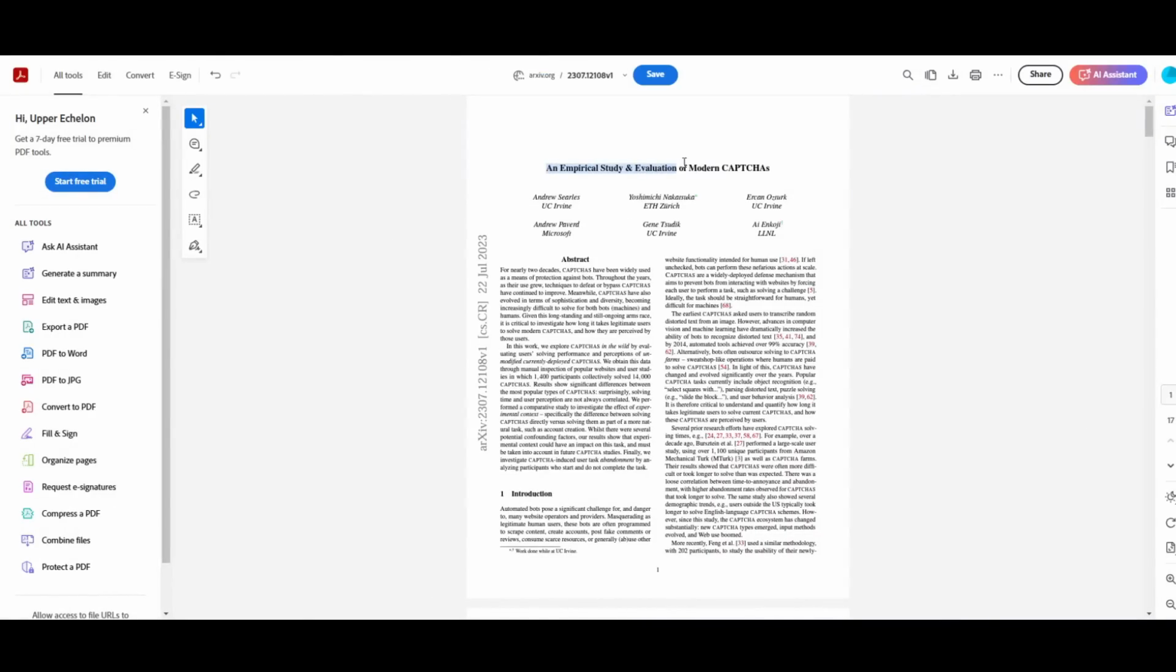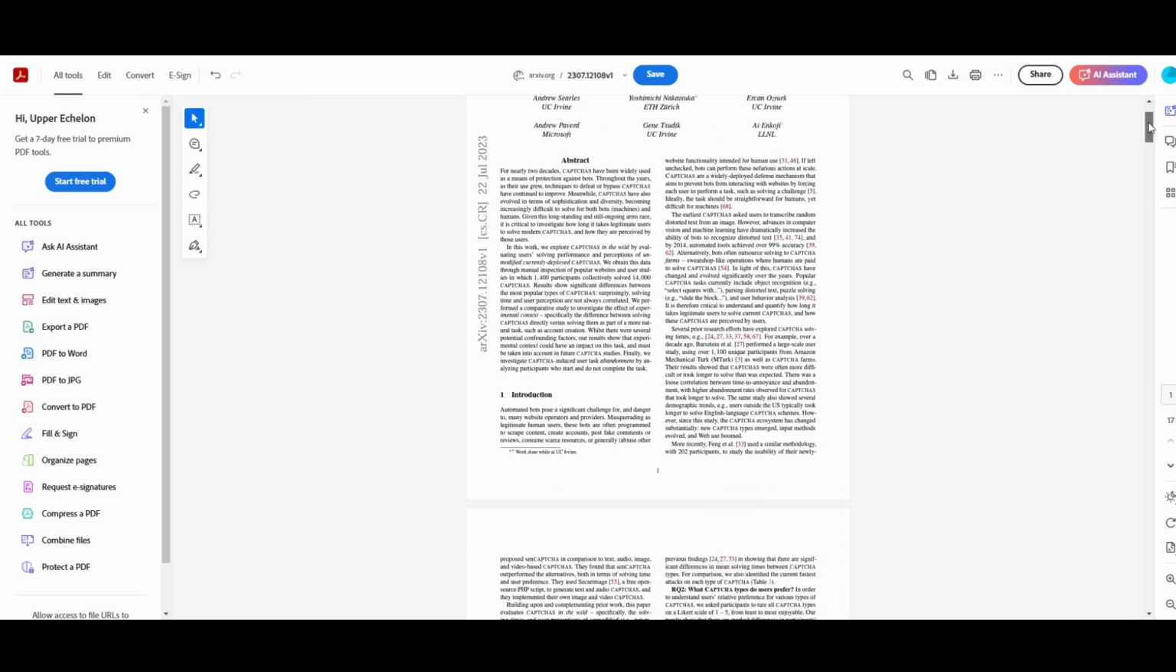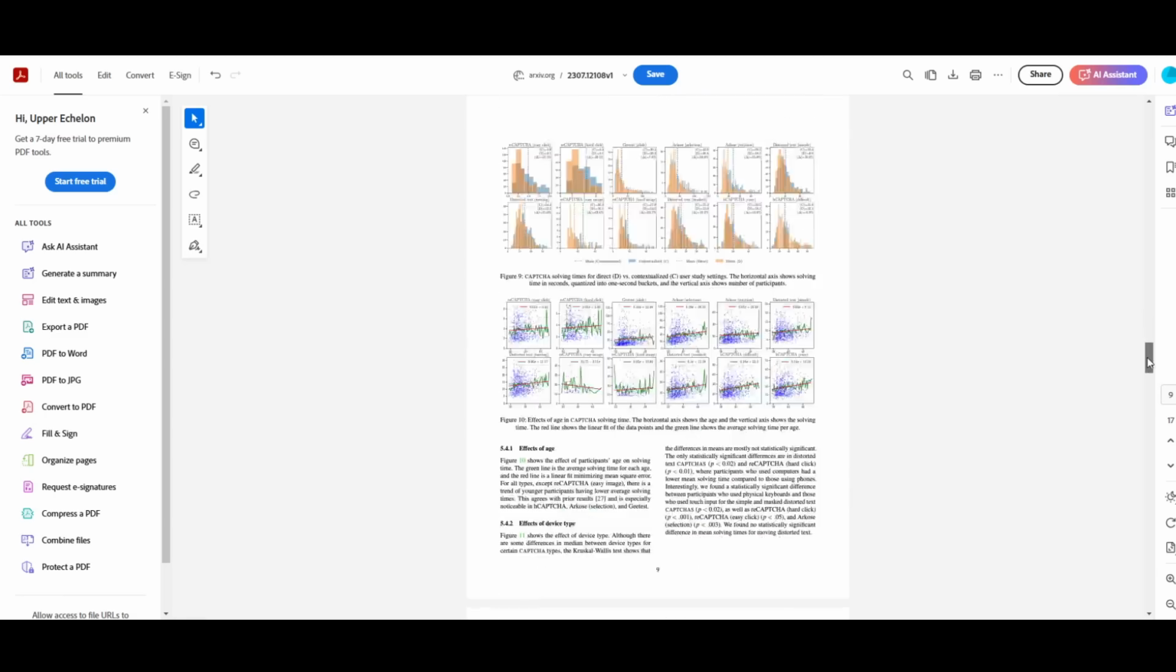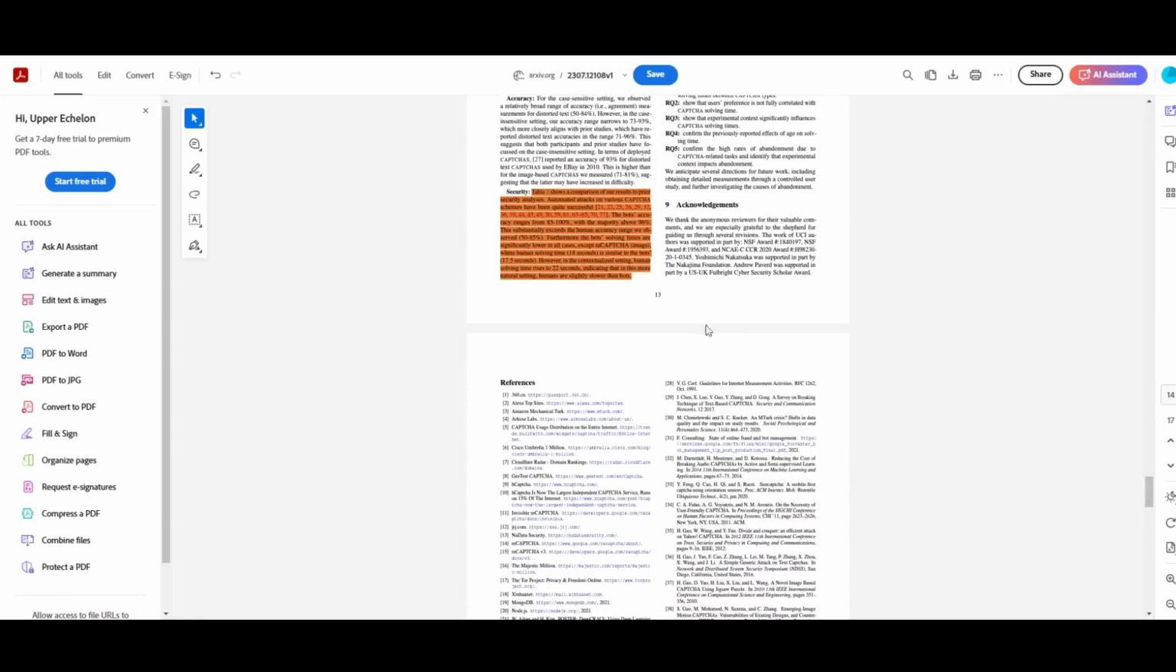And just to really hammer the point home, because this is becoming widespread industry knowledge despite still degrading user experience with these puzzles at every possible turn, I'd like to read one more paragraph from yet another research paper, this time conducted by researchers from University of California, Irvine, Zurich, Lawrence Livermore National Laboratory, and Microsoft. Quote, Table 3 shows a comparison of our results to prior security analysis. Automated attacks on various CAPTCHA schemes have been quite successful. The bot's accuracy ranges from 85 to 100%, with the majority above 96%. This substantially exceeds the human accuracy range we observed, 50 to 85%.